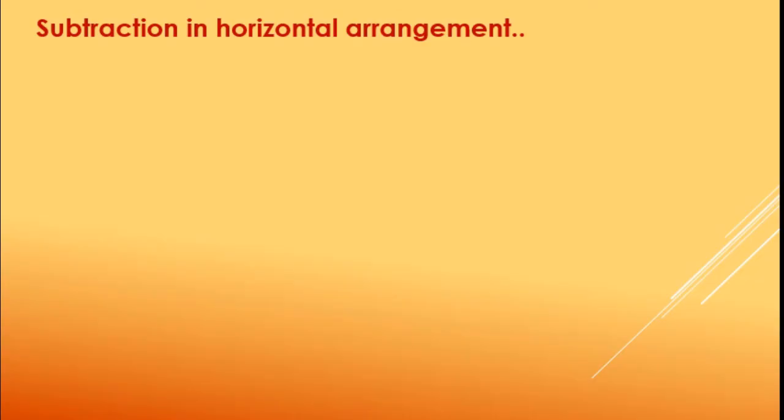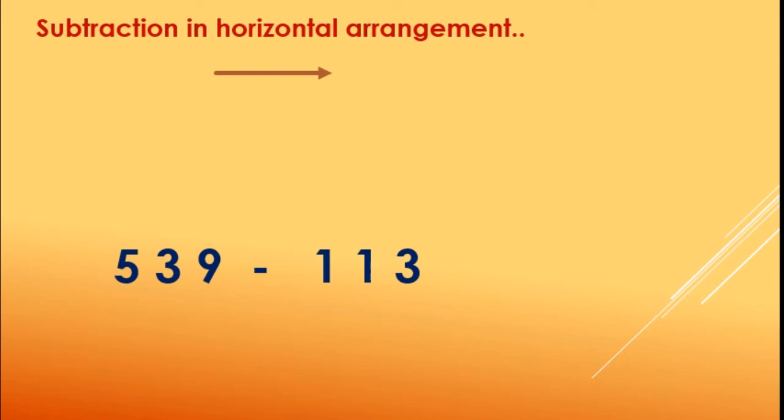Subtraction in horizontal arrangement. Horizontal arrangement means in sleeping mode, one beside another. We have to write the numbers one beside another. Okay, see here 539 minus 113. Now we have to carry out the subtraction in the same position. Okay, equal to we will put here.